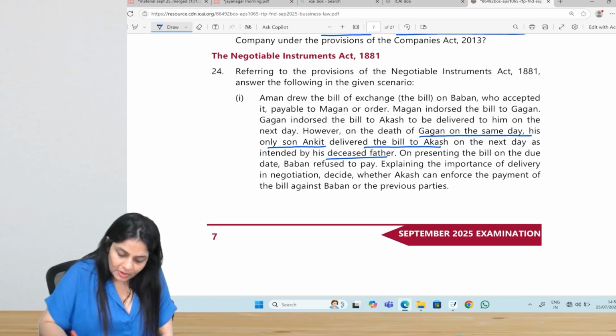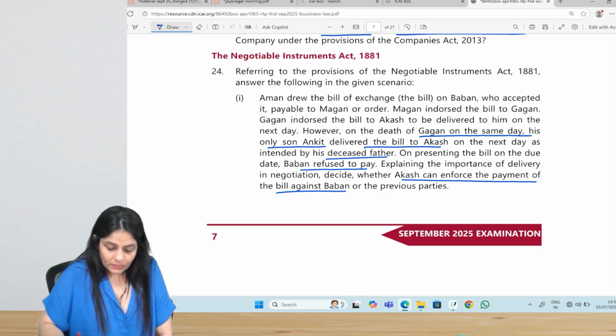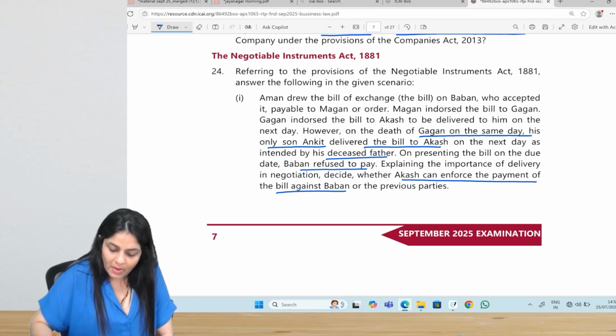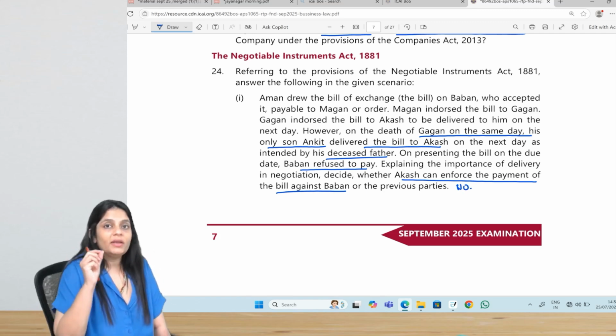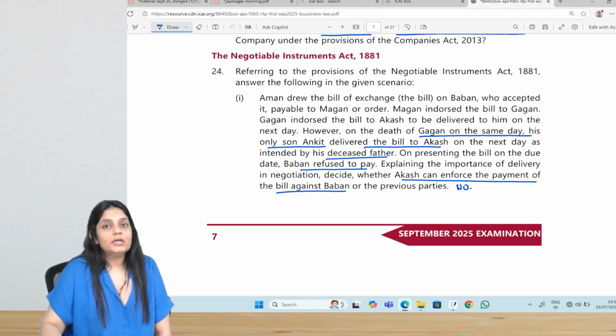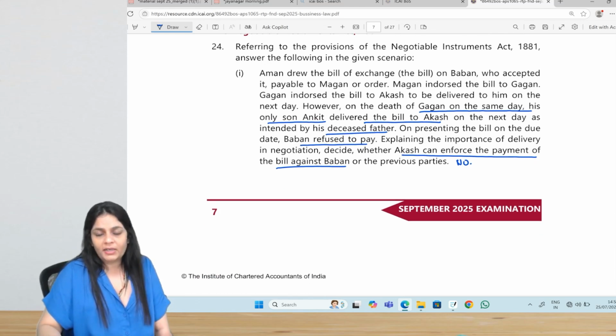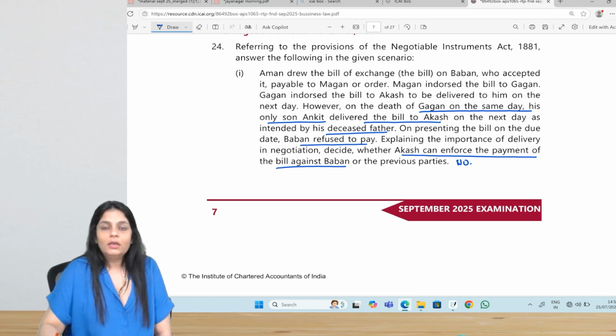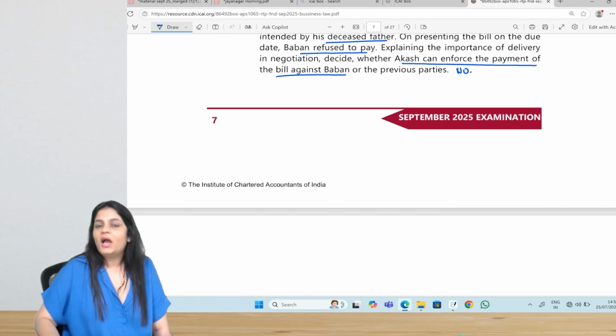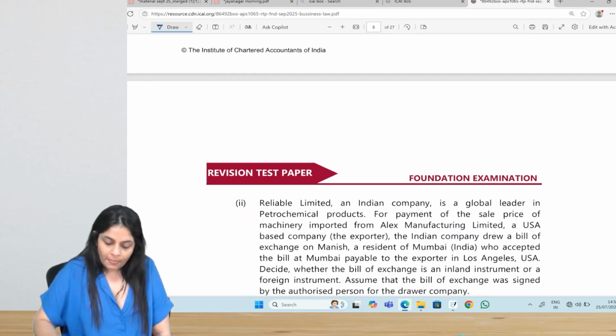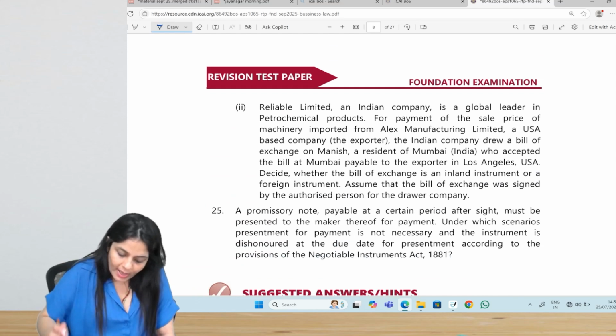So, on presenting the bill on the due date, Baban refused to pay. Examining the facts, decide whether Akash can recover the payment of the bill against Baban or the previous parties. No. Endorsement is valid only when it is completed by delivery. Here, since the instrument was not completed by delivery, the endorsement is not valid. The legal heirs cannot complete the delivery on behalf of the endorser on death. So he cannot recover.